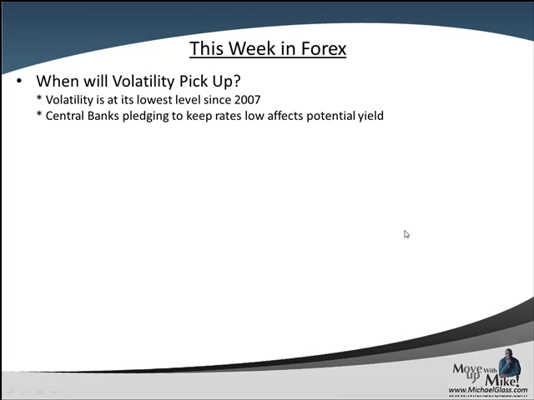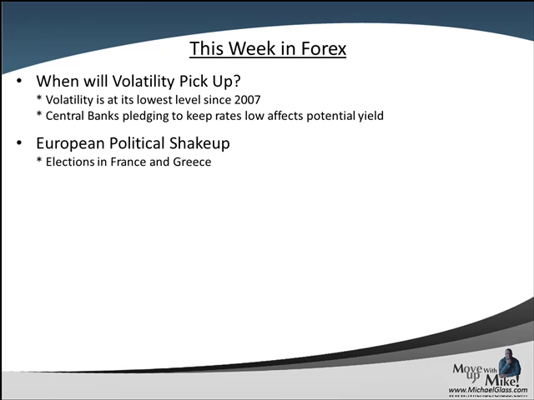As we look at this week in Forex, we can see that the market has taken a sideways price action. The volatility has dropped off. Volatility is at its lowest level here in the States since 2007, and a lot of that has to do with the fact that our central banks have pledged to keep their interest rates low, which means the potential yield is going to be low also. So a lot of our Forex options have also seen low volatility. This week we'll also see the political shakeup in Europe. We have elections in France and Greece, and it looks like Sarkozy may lose to the Socialist Party in France.